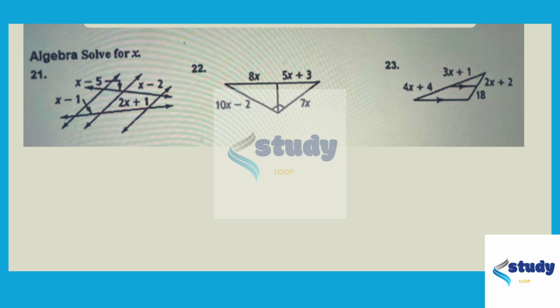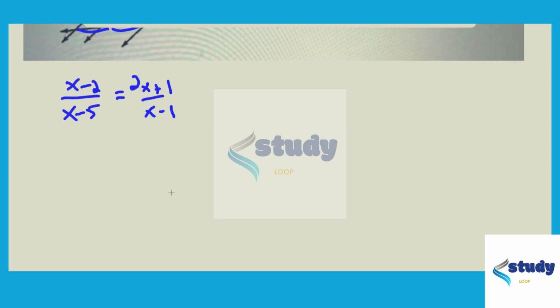We have, maybe you call it the side-splitting theorem, but for instance, x minus 2 to x minus 5 is in proportion with, in the same order, 2x plus 1 to x minus 1. And so then to solve this, we'll cross multiply. X minus 2 times x minus 1 equals 2x plus 1 times x minus 5.